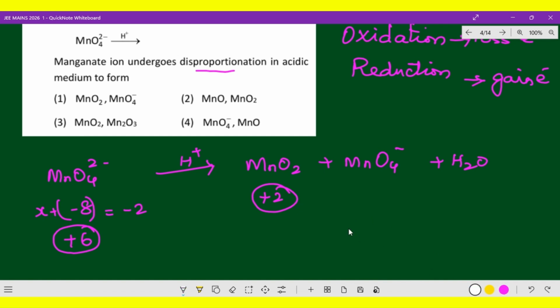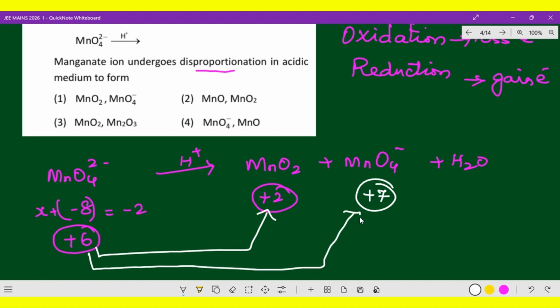Right, now here what is it? Here in the same way, plus 7 oxidation. The same component, manganate ion, undergoes disproportionation in acidic medium to form. So simultaneously it is oxidized and reduced, so two different products you are getting. One we are getting in a very low oxidation state, the other one in a higher oxidation state. So in that way we can consider it a disproportionation.